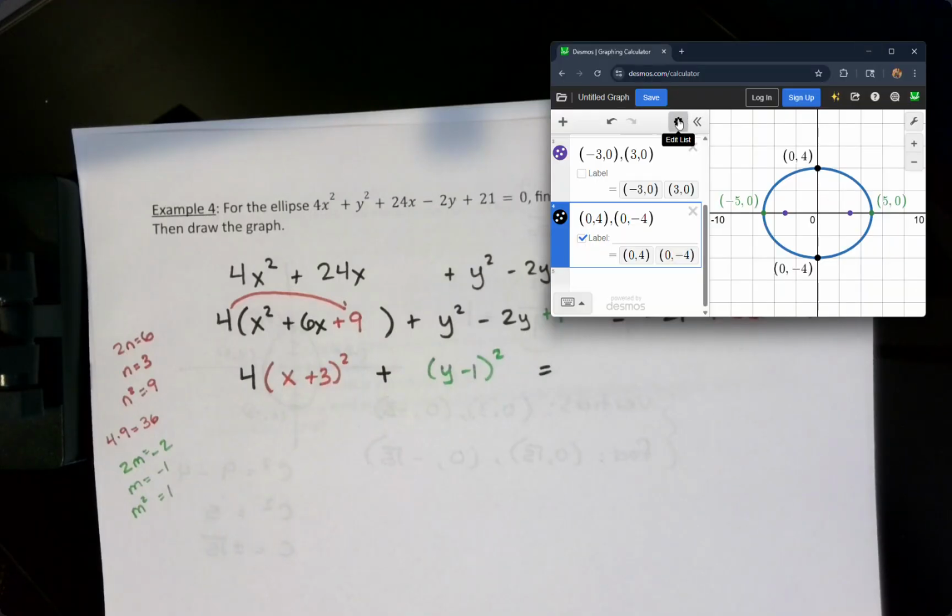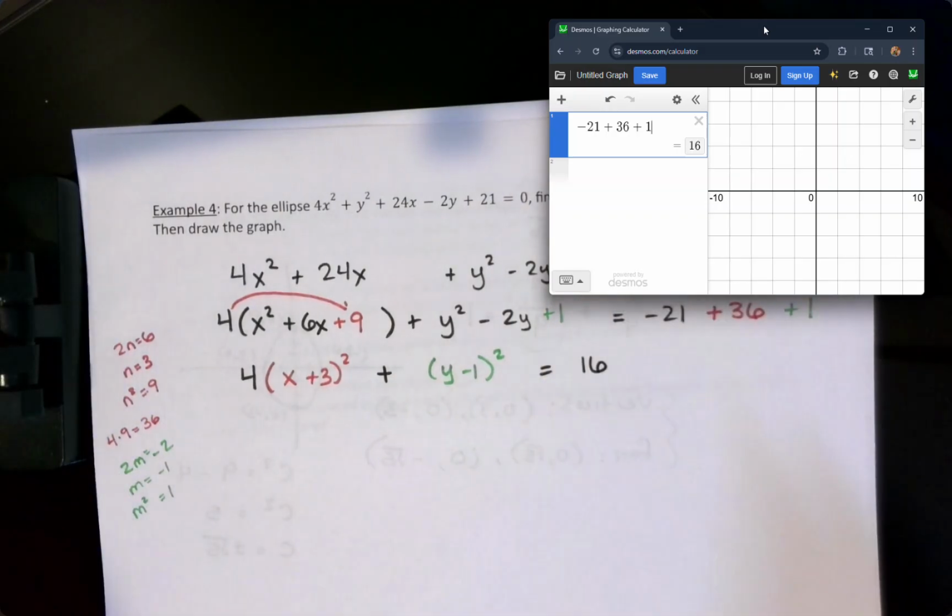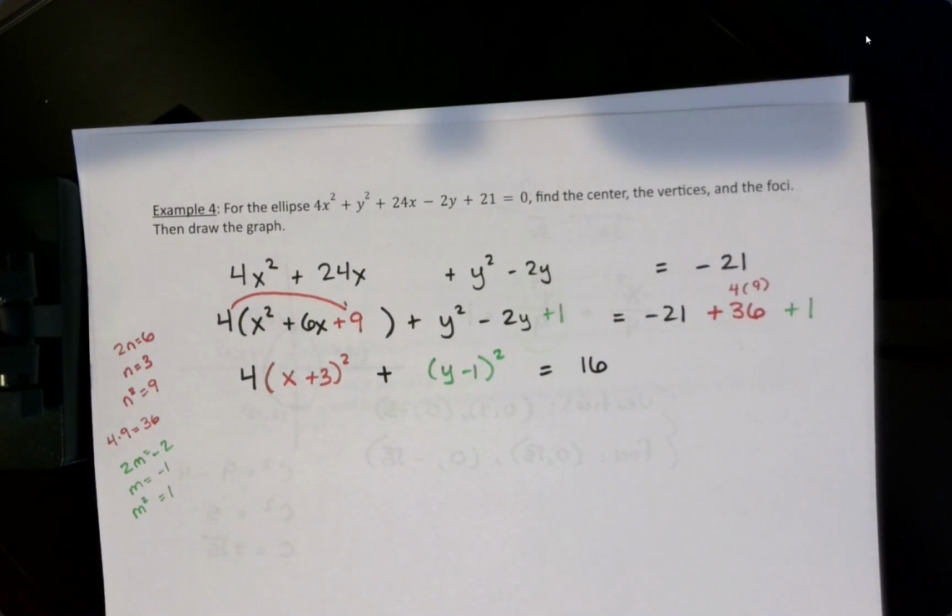Let's clear this. Our -21 plus our 36 plus our 1, so equals 16. Okay. Last step is that these are supposed to be equal to 1. So once I got them equal to something else, like our 16 right here, we'll divide everything by 16.